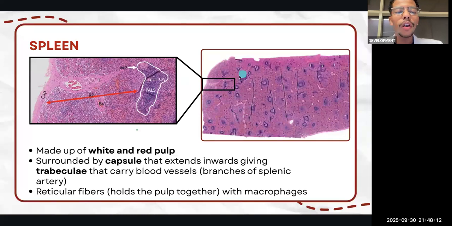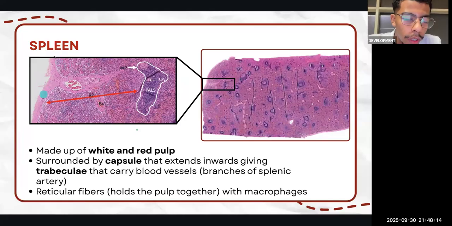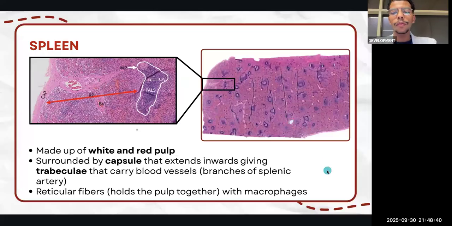Okay? Also, the capsule invaginates into the spleen, okay, and forms this thing called trabeculae, okay? So trabeculae are what? They're basically invaginations of the capsule. That's it. They carry the blood vessel and send it into the white pulp. And then from the white pulp, the blood vessel goes into the what? The red pulp, where blood is like spread around. Okay, that's why it looks red.